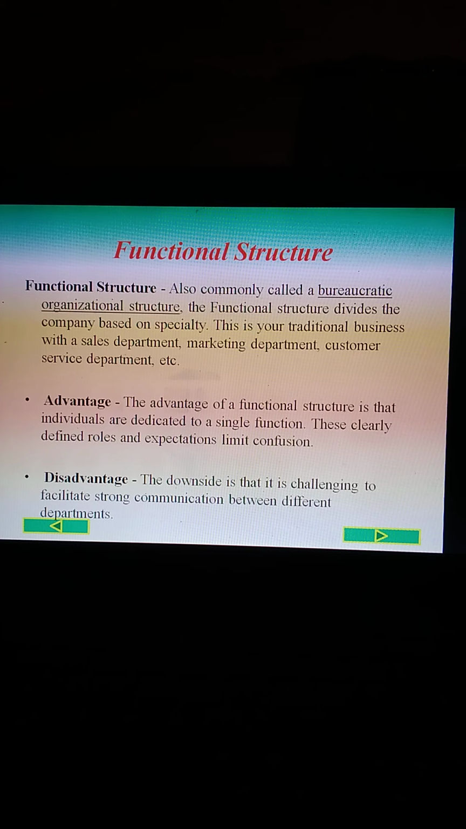There are some good things when business choose to use the functional structure. We call them the advantage. The advantage of a functional structure is that individuals are dedicated to a single function. This clearly defines the rules, what you should do, and your expectation. Then there is something bad about it. The downside is that it is challenging. There's a lot of challenge using this structure. But once you get used to it, you will be able to manage.